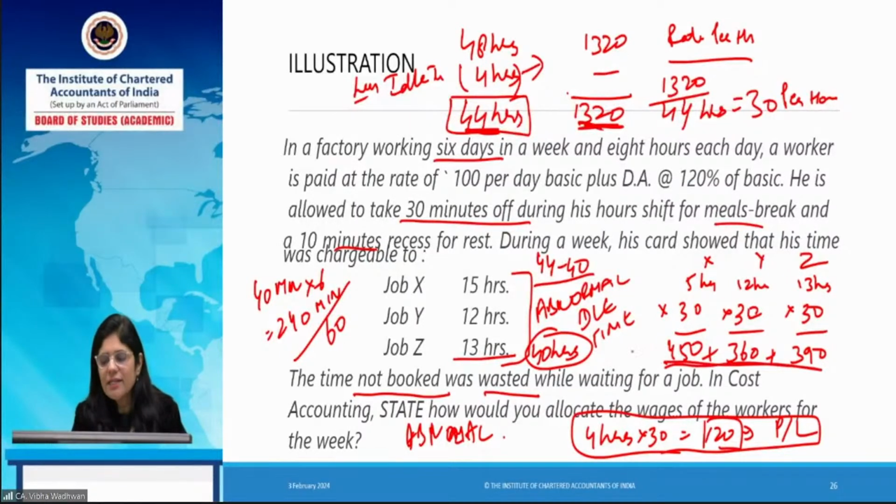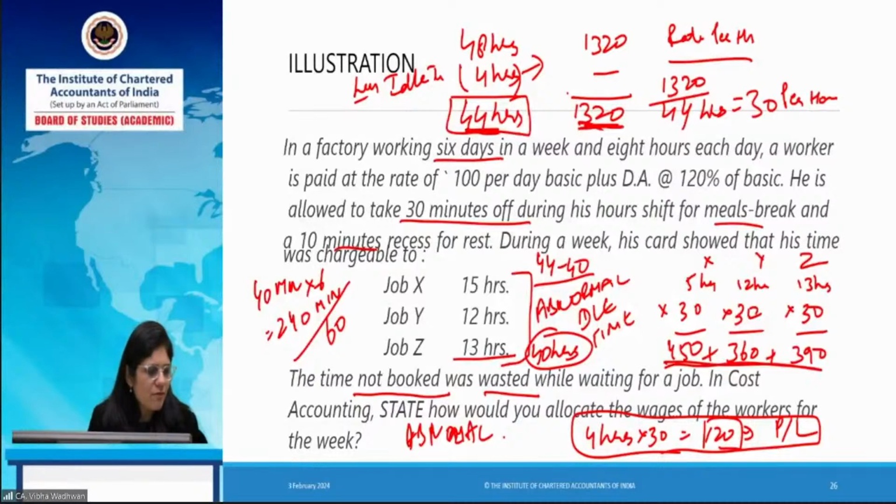This is the direct cost. But this is abnormal idle time, which is an abnormal cost. It will directly go to costing profit or loss account. It will not be a part of cost of production. See, this abnormal cost of 120, we have not allocated to jobs. In the jobs, we only allocate the direct cost, which should have been there. Clear? So this is how we calculate and allocate the direct labor cost to the jobs. Abnormal idle time will never be a part of the direct labor cost. It will directly go to costing profit or loss account.